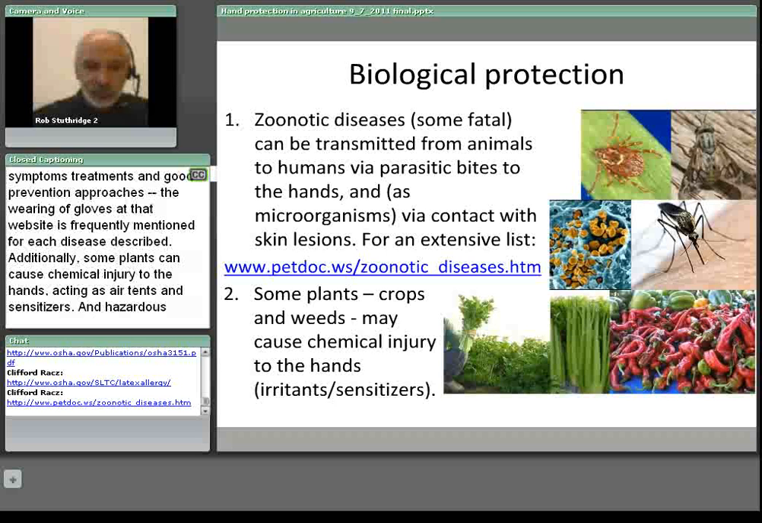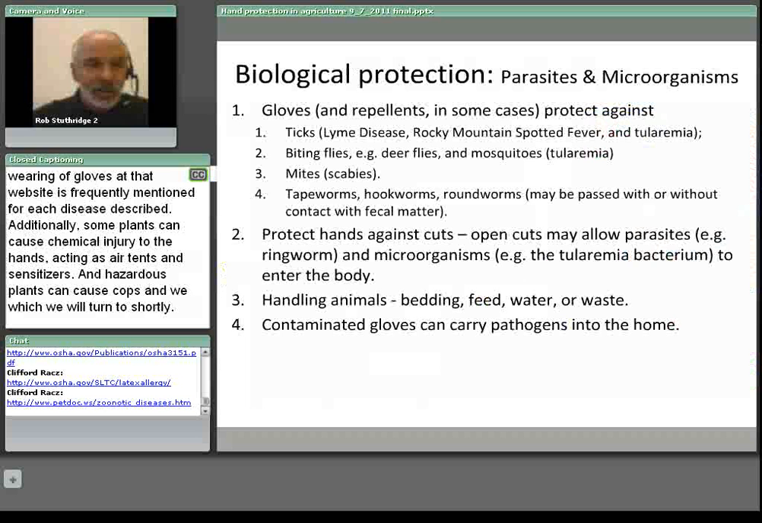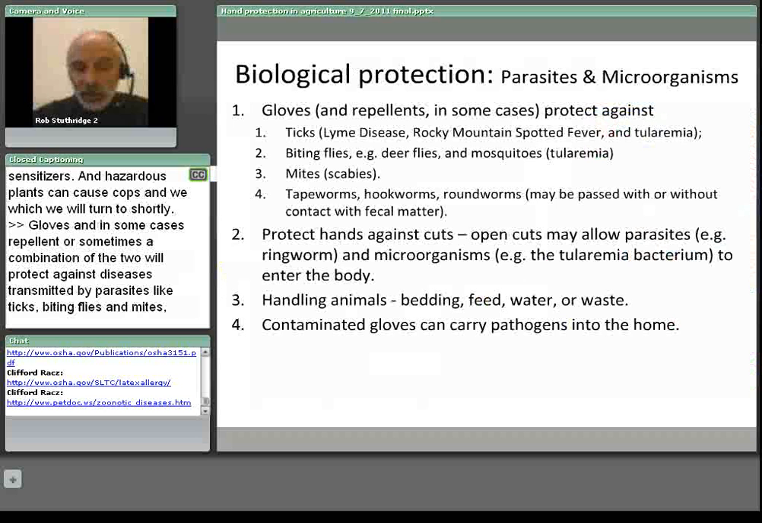Gloves, and in some cases repellents, or sometimes a combination of the two, will protect against diseases transmitted by parasites like ticks, biting flies, and mites. Gloves can also help protect against tapeworms, hookworms, and roundworms, which can enter the body orally when eggs are transferred from contaminated hands to the mouth, or via open wounds to the hands.